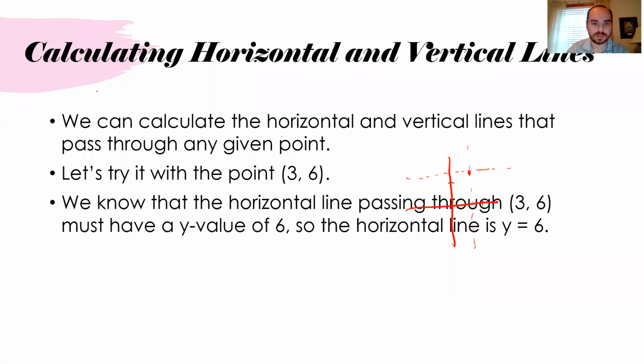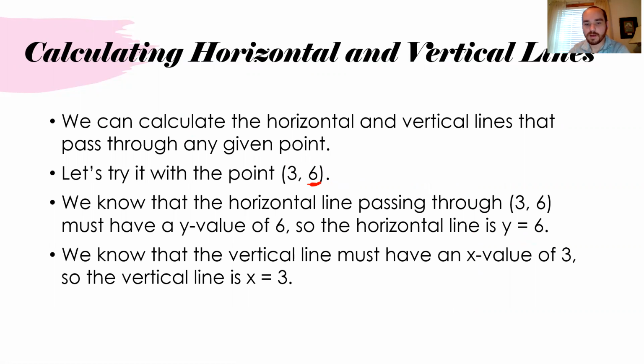All you do is, let's see, that's probably getting in the way now. We know that the horizontal line passing through 3, 6 must have a y value of 6. So the horizontal line is y equals 6, right? At any point on this horizontal line, we need y to equal 6. The horizontal line is given by this function. So it's pretty simple. Hopefully from this, you can predict what the vertical line is going to be. That's going to be x equals 3, because we know that it has to go through the x value of 3. So if you graph these two lines, you'd have the vertical line at 3 and then the horizontal line at 6, and they'd hit at the point 3, 6.